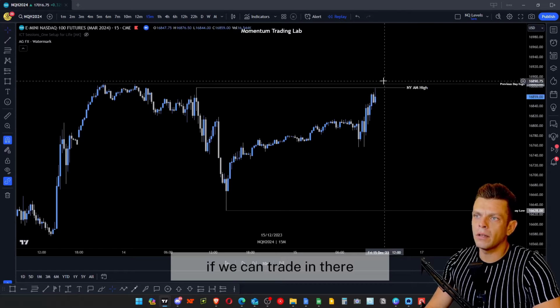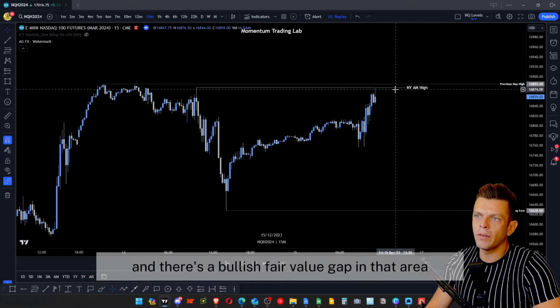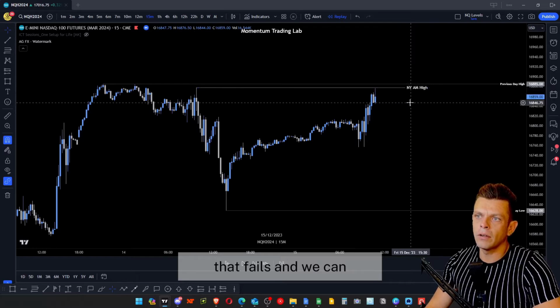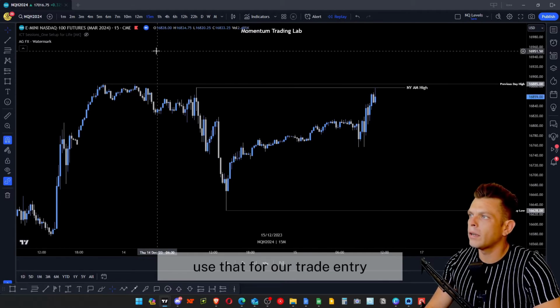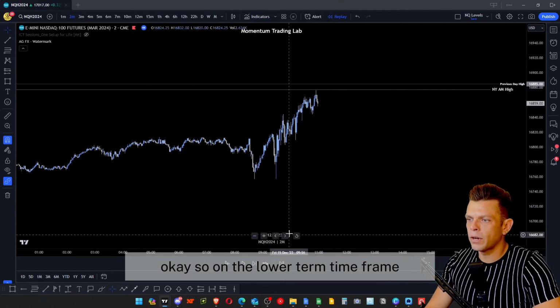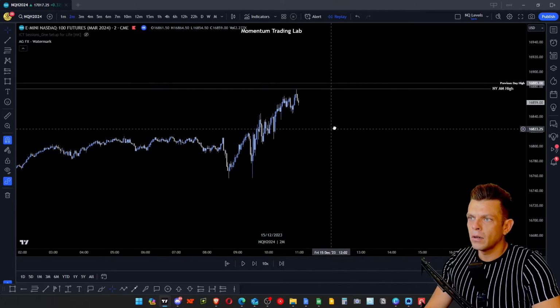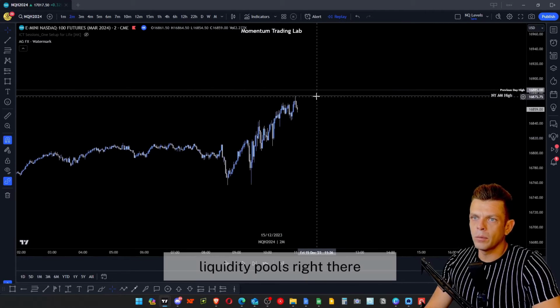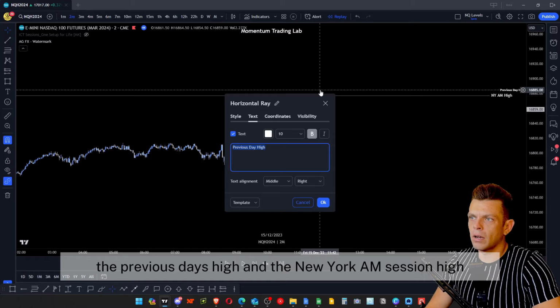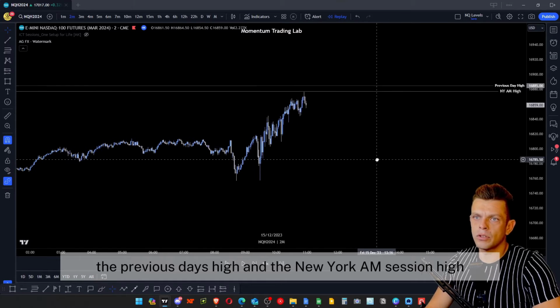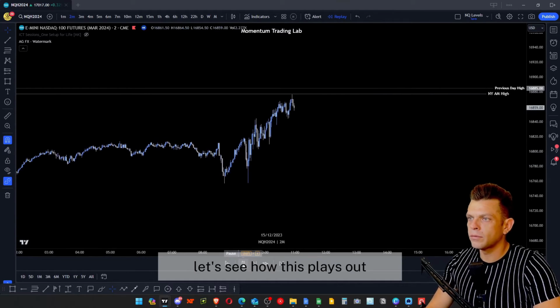If we can trade in there and there's a bullish fair value gap in that area that fails, then we can use that for our trade entry. Okay, so on a lower time frame, this is the 2-minute. We have the liquidity pools right there, the previous day's high and the New York AM session high. Let's see how this plays out.